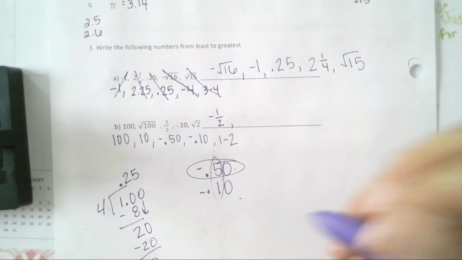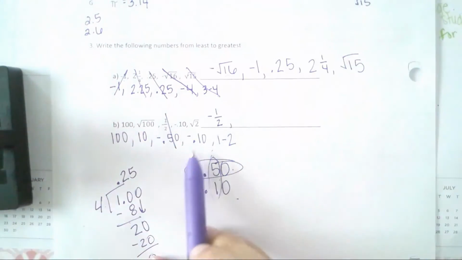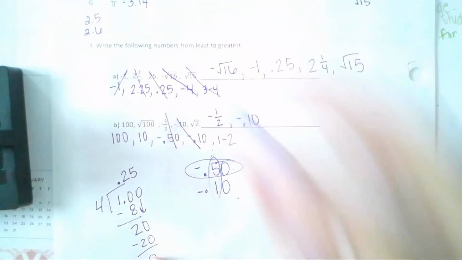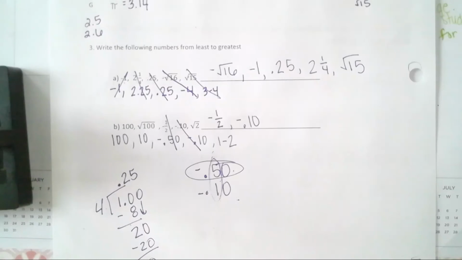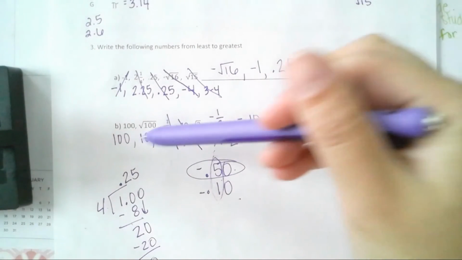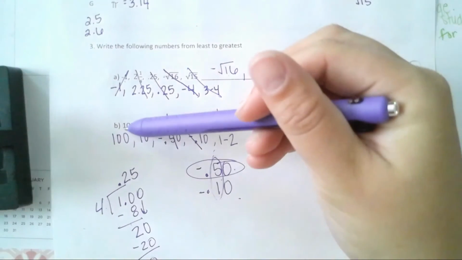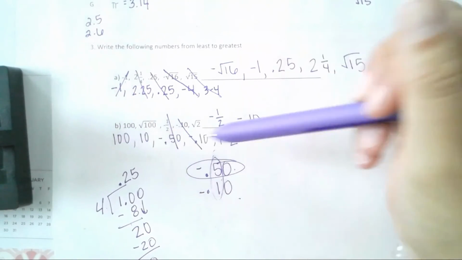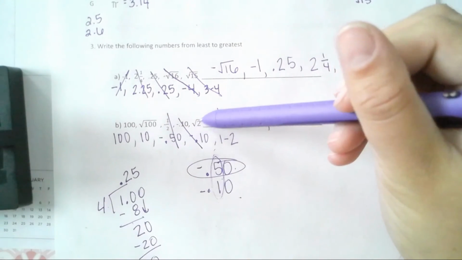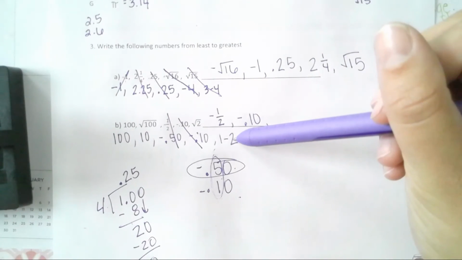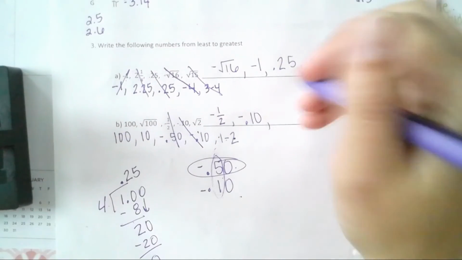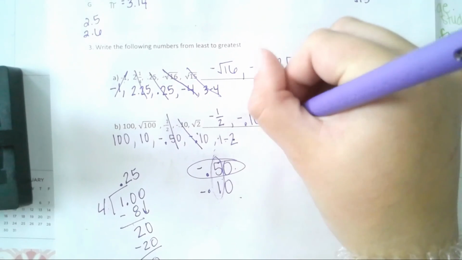Okay, then we're going to move on to our other negative, which was that -0.10. So we know for sure that's going to be next. And now we can just start looking at our other numbers. So here we have 100, here we have 10, and here we have a number between 1 and 2. So hopefully you realize that this square root of 2 is going to be our next number, because this is going to be like 1.1, so that is definitely less than 10 and 100. So this is going to be the square root of 2.